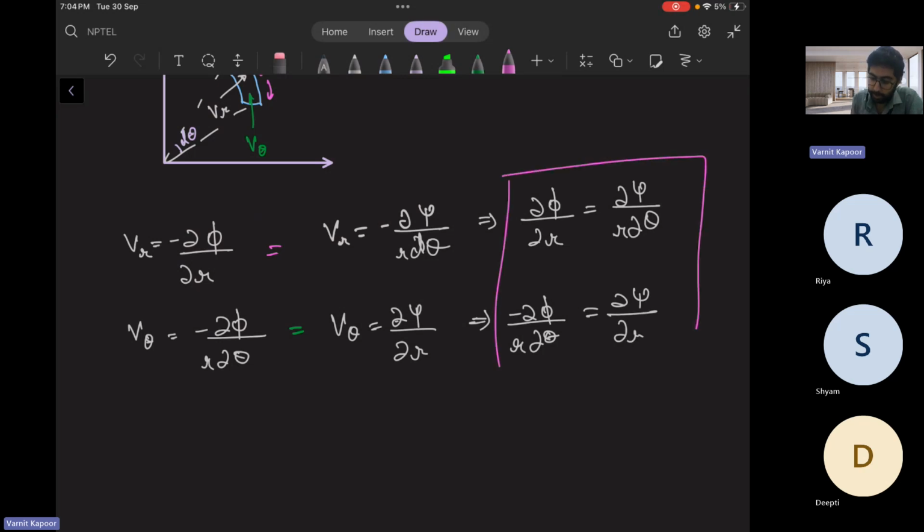Okay, these are your Cauchy-Riemann equations. That is to find the conjugate. If psi is known, the other conjugate phi can be known, both in Cartesian and polar coordinates. Okay, these are your equations.